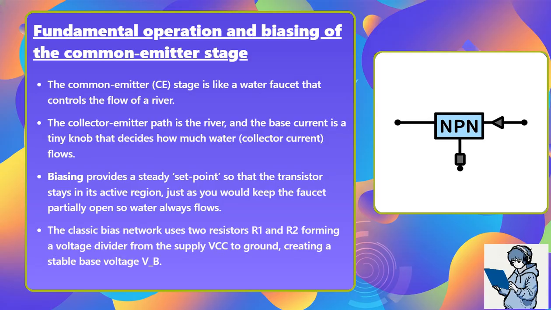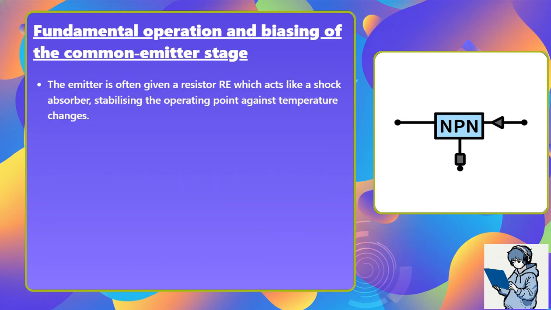The classic bias network uses two resistors R1 and R2, forming a voltage divider from the supply VCC to ground, creating a stable base voltage V_B. The emitter is often given a resistor RE, which acts like a shock absorber, stabilizing the operating point against temperature changes. V_B equals VCC times R2 divided by (R1 plus R2).